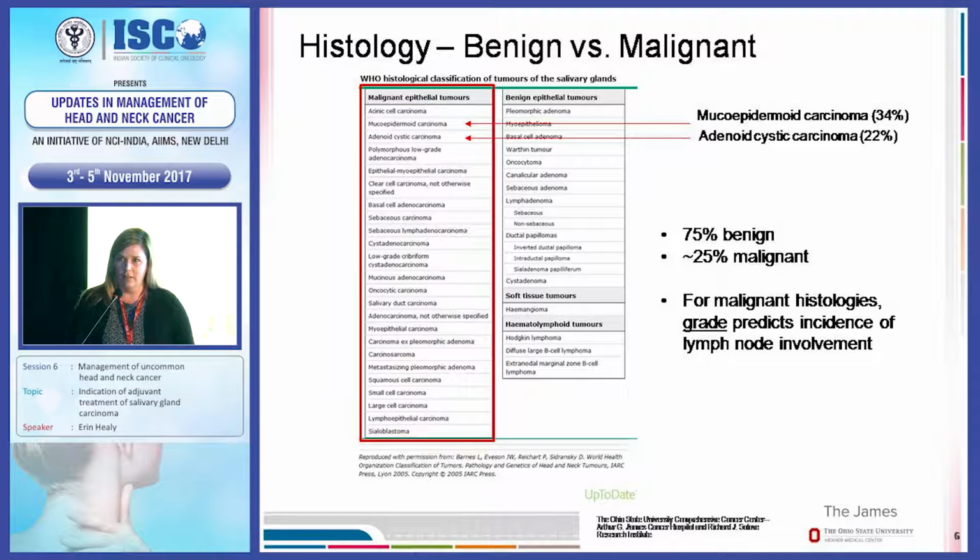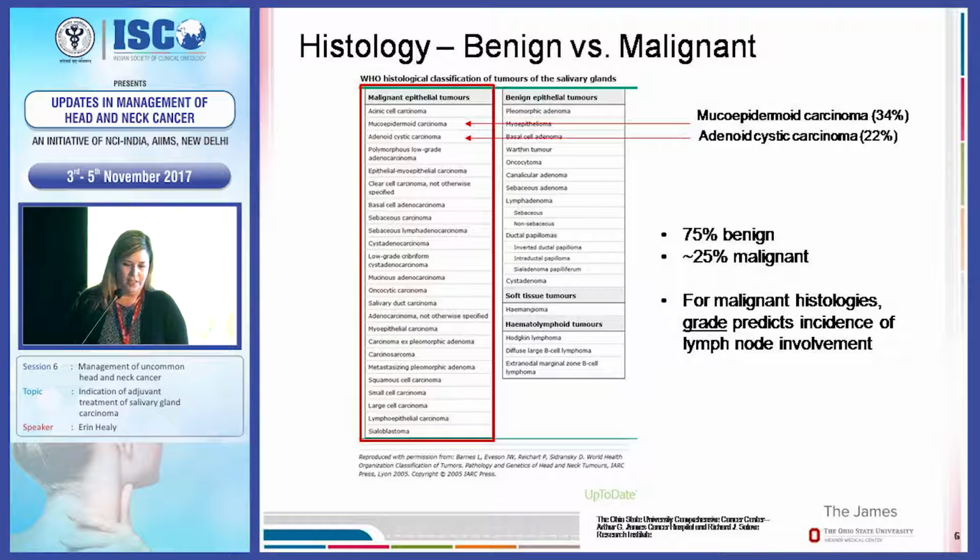Histology is very important in salivary gland tumors. Particularly, the first division is benign versus malignant. As you can see here, similar to sinonasal tumors, the WHO histological classification is enormous. There's about 17. You can't even read them up there. There's so many of them. But there's about 17 different types of malignant tumors, and there's also a few benign tumors. And 75% of the tumors are typically benign, but 25% are malignant. And these are the malignant ones.